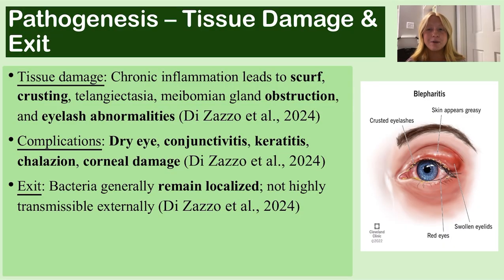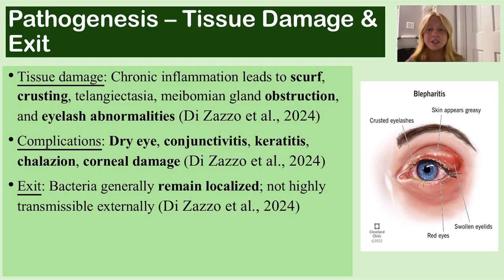So finally, the damage phase involves the clinical signs of blepharitis, which is chronic inflammation. This can produce scurf or crusting, and it can also form a greasy skin along the eyelids, and there can also be changes in the eyelashes, like trichiasis, or eyelashes will even fall out. And the repeated tissue stress can contribute to other complications like dry eyes, conjunctivitis, keratitis, styes, and even corneal damage if it goes untreated.